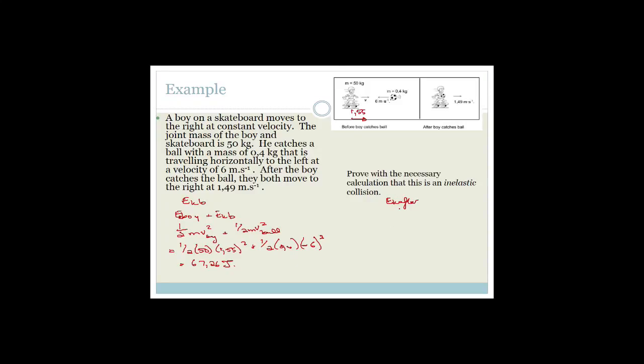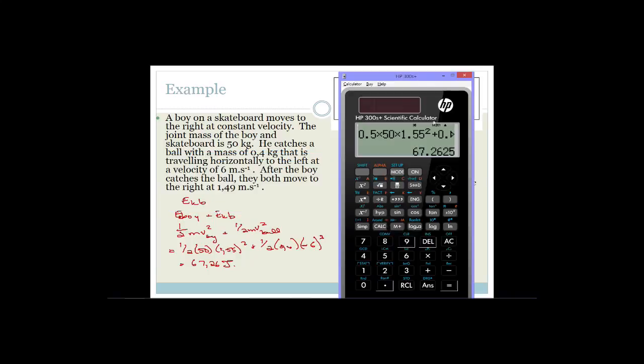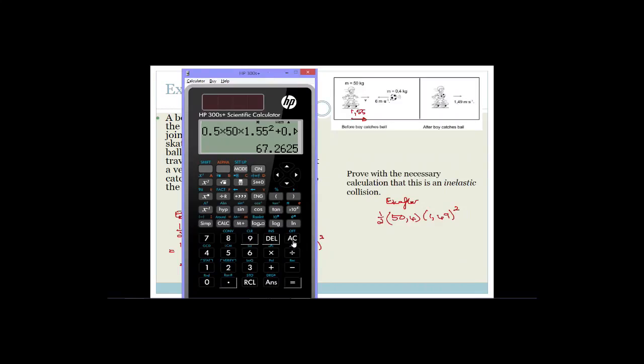Right, now we need to work out the kinetic energy afterwards, EK afterwards, which is the kinetic energy of the boy and the ball together. So that's 50.4 times by a half times by its final velocity of 1.49 all squared. So let's get out our calculators and move it over. So do you agree that becomes 0.5 times 50.4 times 1.49 squared.